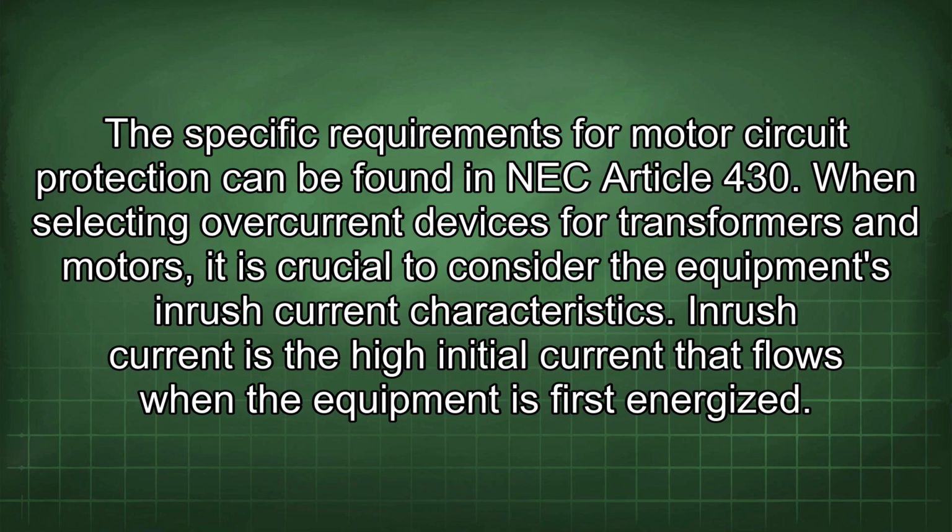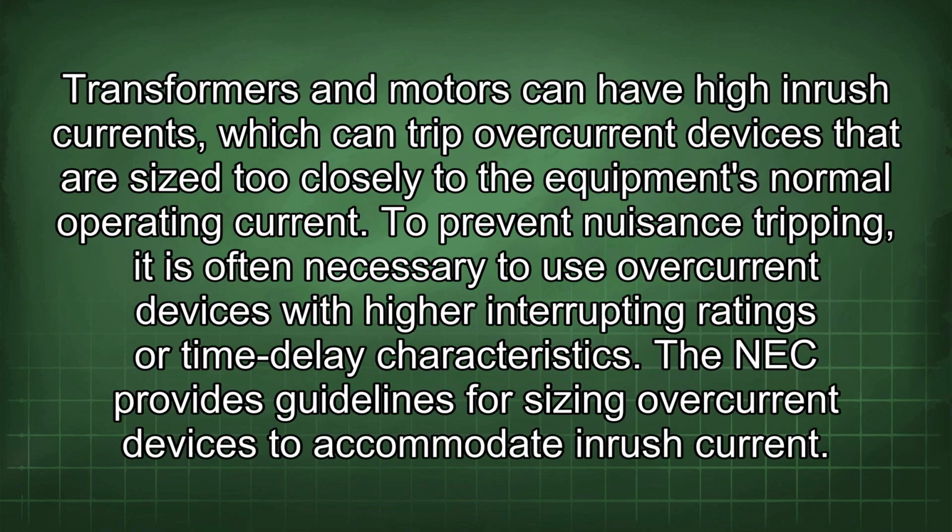When selecting overcurrent devices for transformers and motors, it is crucial to consider the equipment's inrush current characteristics. Inrush current is the high initial current that flows when the equipment is first energized. Transformers and motors can have high inrush currents, which can trip overcurrent devices that are sized too closely to the equipment's normal operating current. To prevent nuisance tripping, it is often necessary to use overcurrent devices with higher interrupting ratings or time delay characteristics. The NEC provides guidelines for sizing overcurrent devices to accommodate inrush current.